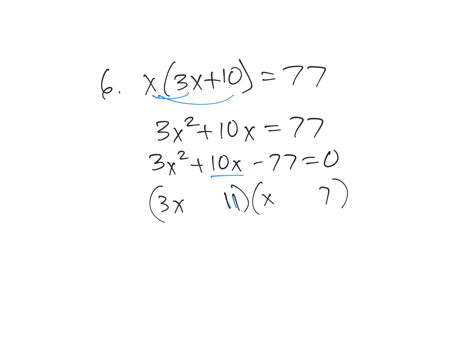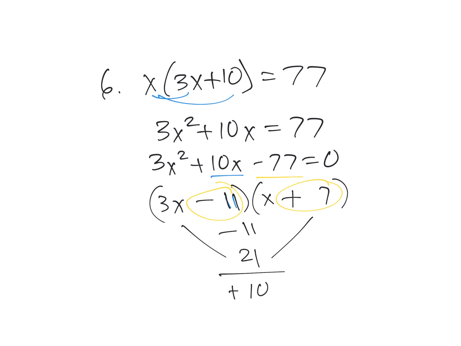All right, so here we have 11 in the middle, 21, and we can get a positive 10 out of that. How? Negative 11. So make the 11 negative and the 7 positive. But please always check the negative 11 times positive 7. Does that give you the negative 77? And yes, it does. All right, so now what do we do?